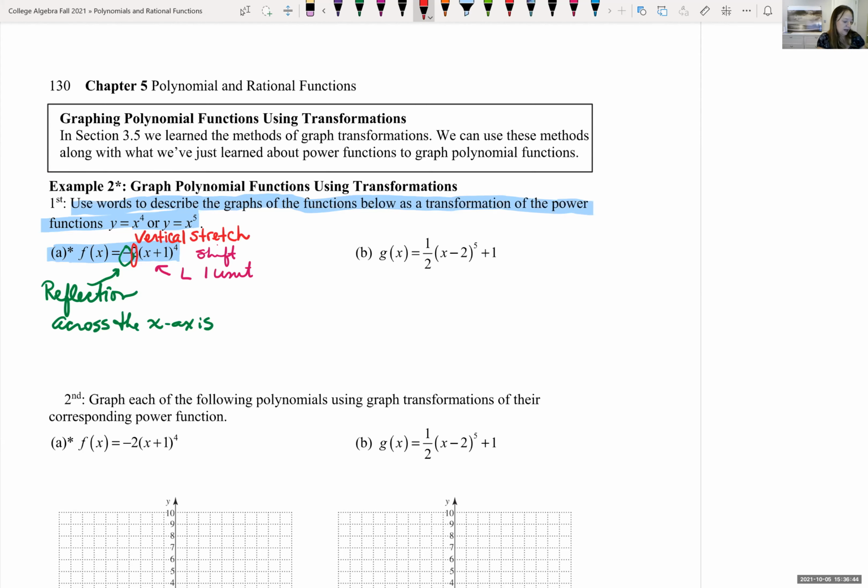So let's think about it with the graphs. Let's look at what would be on y equals x to the 4th. We know that there were 3 points, right? That was always on those: 0, 0, 1, 1, and negative 1, 1. And let's see what's happening to get the point on our function with the transformations.